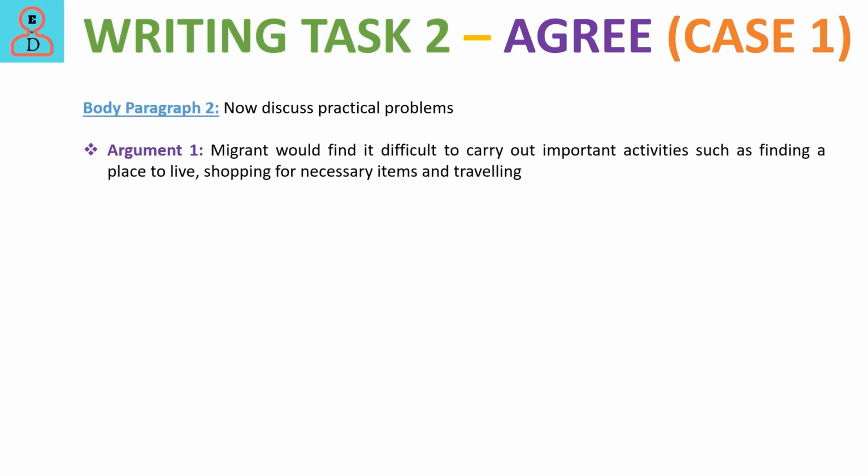Now comes the second body paragraph. Since in our introduction we mentioned two types of issues, social and practical, and we have already covered social issues in first body paragraph, so in this paragraph we will focus on practical issues. Practical in daily life means the things or activities which you execute, so we will relate the daily life activities with the language barrier.